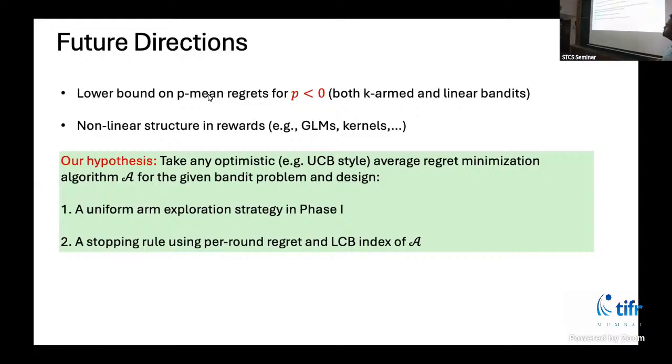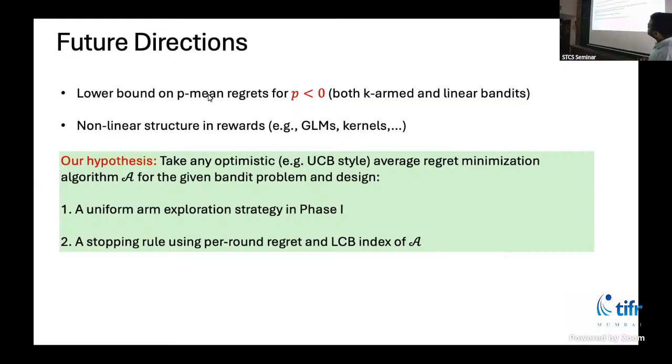My hypothesis is this: suppose you want to solve some regret minimization problem in bandits, any bandit problem, contextual bandit, nonlinear bandit, stochastic bandit, and you have an optimistic UCB-style algorithm which helps you do average regret minimization. That literature is well studied.